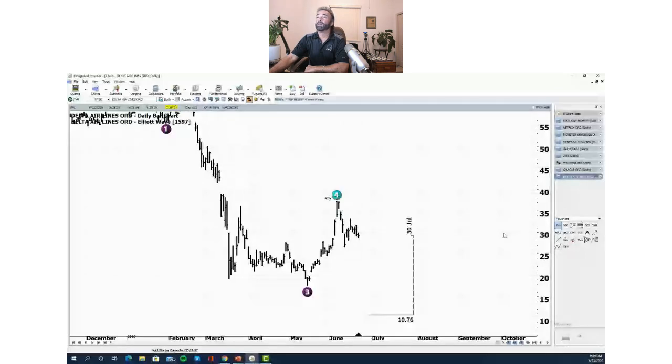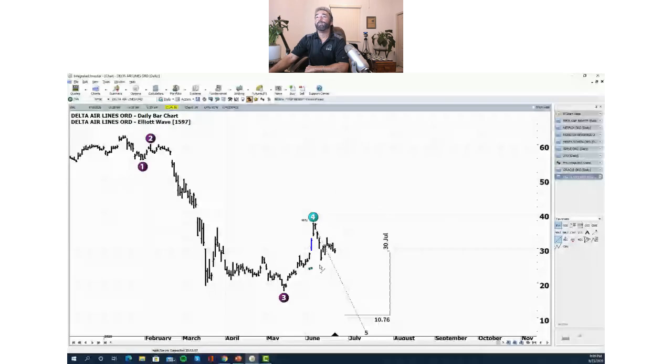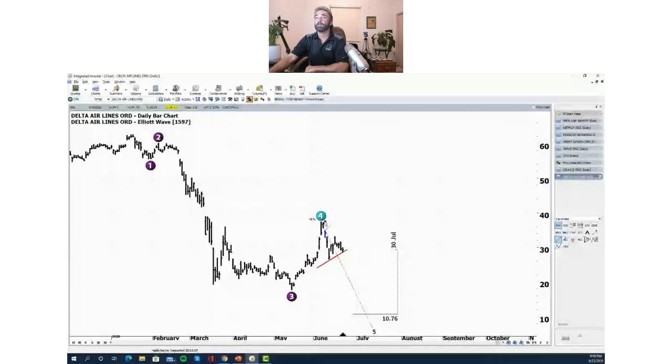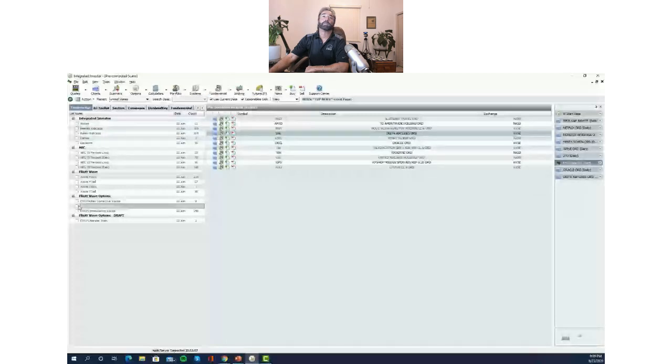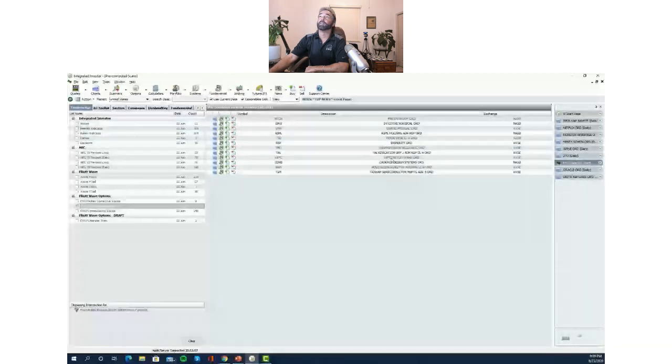So Delta is, this is more of a triangle pattern than it is a directional pattern to the upside. And it actually looks like it wants to go lower. Let me just make sure that I got this. Well, that's why. It was the wrong search. That makes a lot of sense. All right, so let's start over.